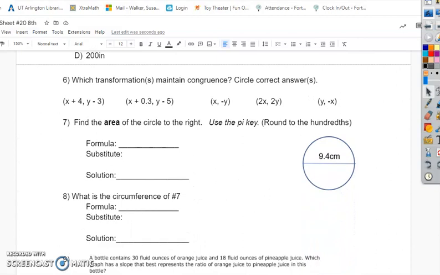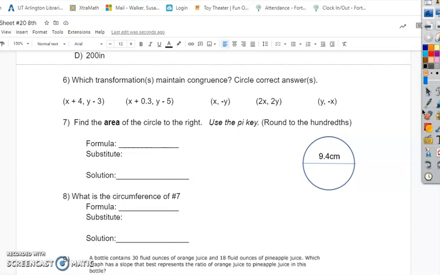Number 6, which transformations maintain congruence? You know most of them maintain congruence, everything but a dilation. If you see a number in front of the variable, then that does not maintain congruence. We want the ones that stay the same size.